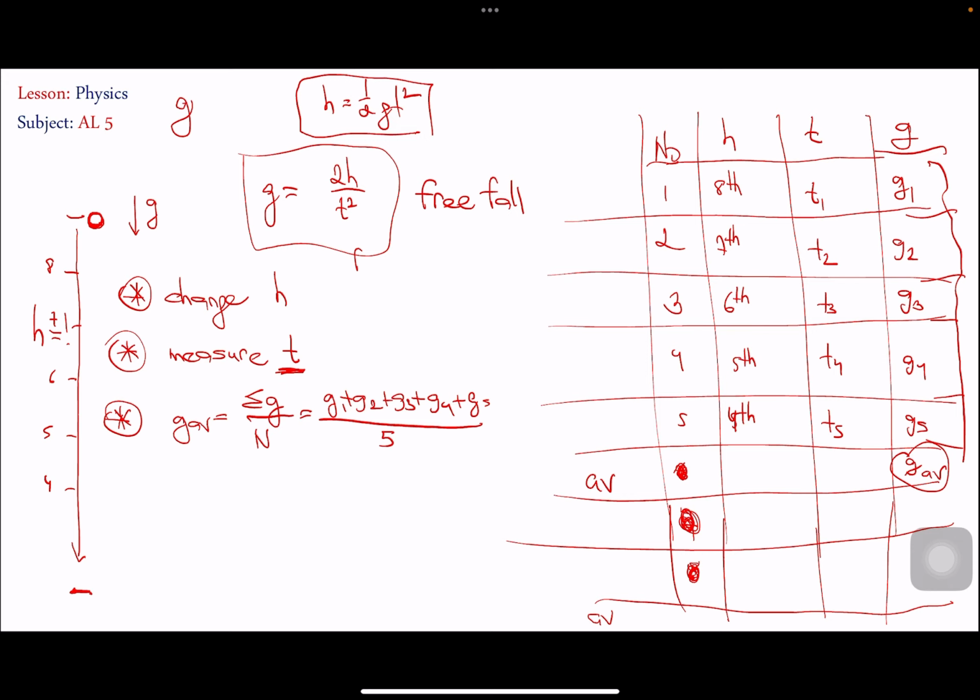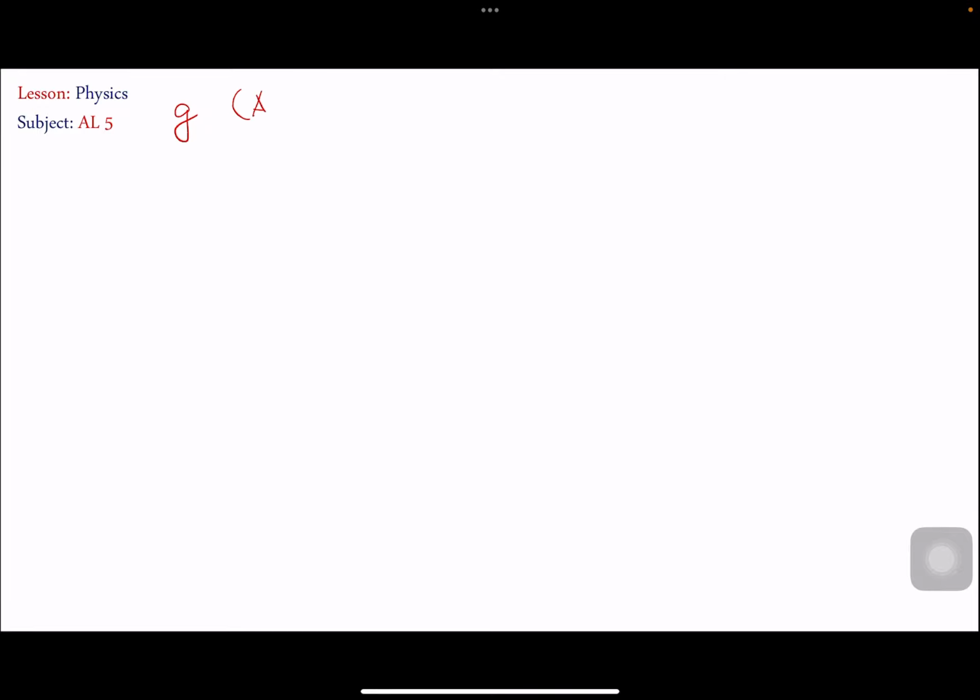Okay. The second way to measure the G is the Archimedes force, the Archimedes principle. What you do is a bit different. You have to take a container and fill it with water.